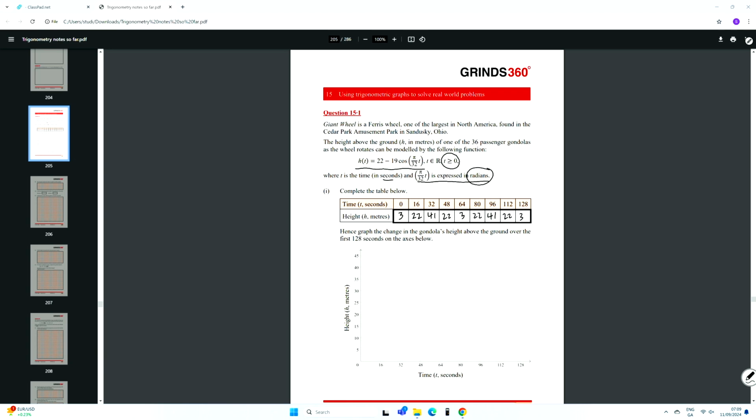Up to 22 again. 41, 22, and 3. Right? And then if I plot those points on the graph, you can see 0, 3 is kind of down there somewhere. All right. 16, 22 is there. And 32, 41 is up there. Then 48, 22, I should say, is there. 64, 3 is down here. 80, 22 is up there. 96, 41 is up here. 112, 22 is there. And then we're back down here at 3 again.